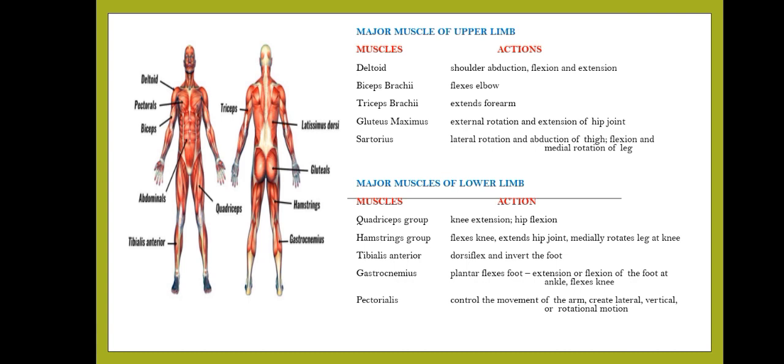And now, let us move on to major muscles of lower limb. Quadriceps group. The action is knee extension, hip flexion. Hamstring group. Flexes knee, extends hip joint, medially rotates leg at knee. Tibialis anterior. Dorsiflex and invert the foot. Gastrocnemius. Plantar flexes foot.